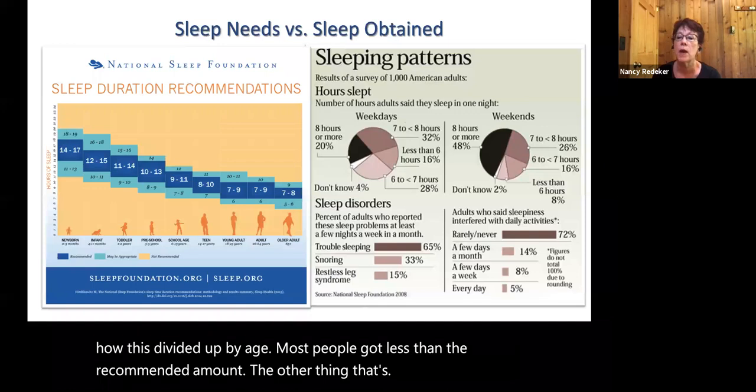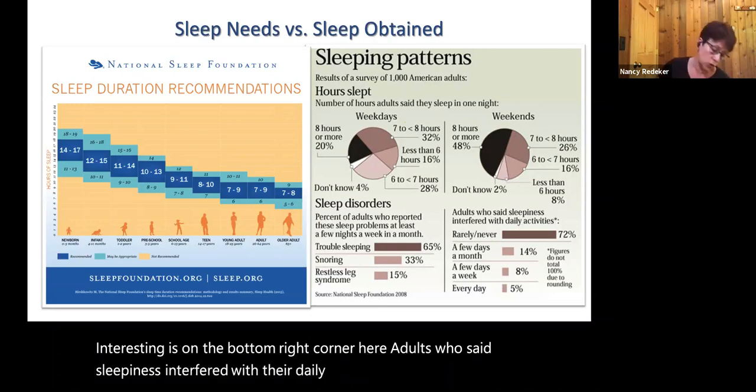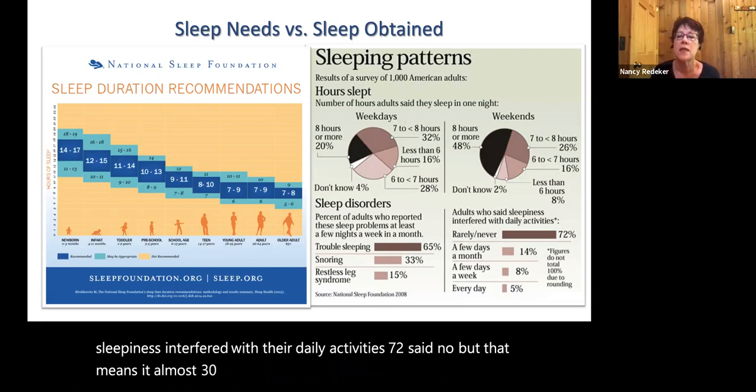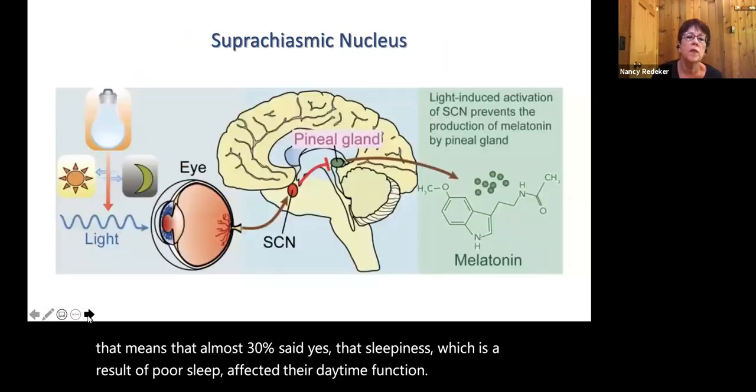The other thing that's interesting is on the bottom right corner here, adults who said sleepiness interfered with their daily activities. 72% said no, but that means that almost 30% said yes, that sleepiness, which is a result of poor sleep, affected their daytime function. So this is a big issue.